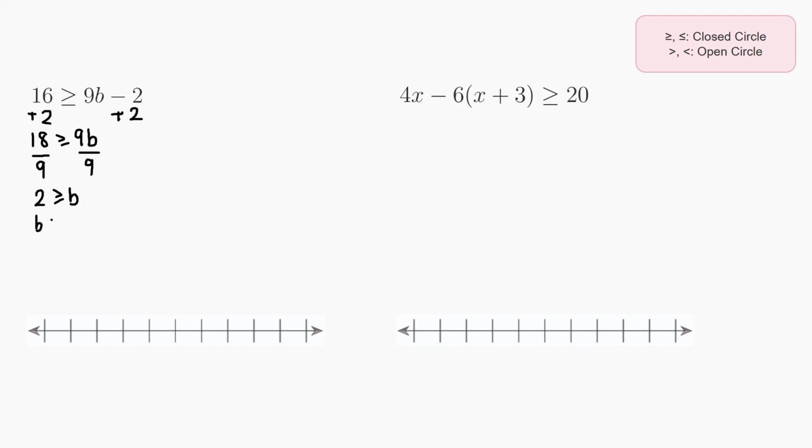I personally like to swap it and make it b is less than or equal to 2 and have my variable on the left, because this way we can use the arrowhead approach. If we have it on the right, we can't use it. So let's graph.